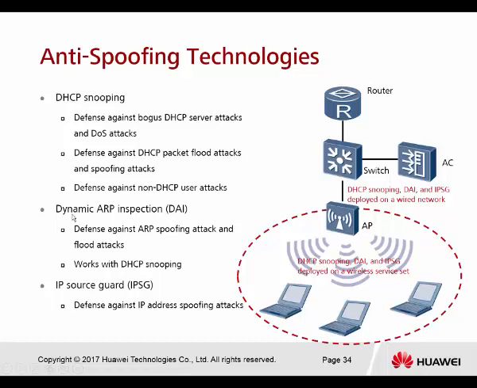Then the next one, DAI, defends against the ARP spoofing attack and the fraud attack. This one always has to be enabled together with DHCP snooping. You cannot just enable DAI by itself, it will not allow you to do that. If you want to enable this defense, you have to start the snooping first, then you can enable this. The last one is IPSG, which defends against the IP address spoofing attack.